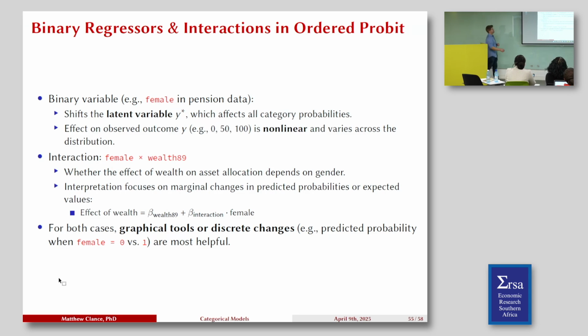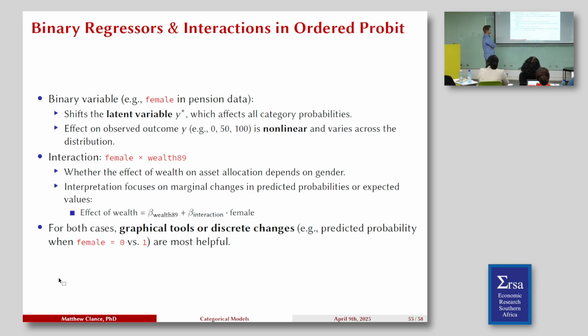And we could also do the same thing for a binary variable such as female and pension data. We could go about doing it the exact same way. And we could also think about it in terms of interactions in the ordered Probit world. These things are all in some ways linked. It's just that the theory is adjusted for multiple outcomes versus single outcomes. Basically, we can model it across all the different outcomes and think about the interaction between female and, say, wealth. What was your wealth in 1989? So whether the effect of wealth on the asset allocation depends on gender is a way of looking at it.